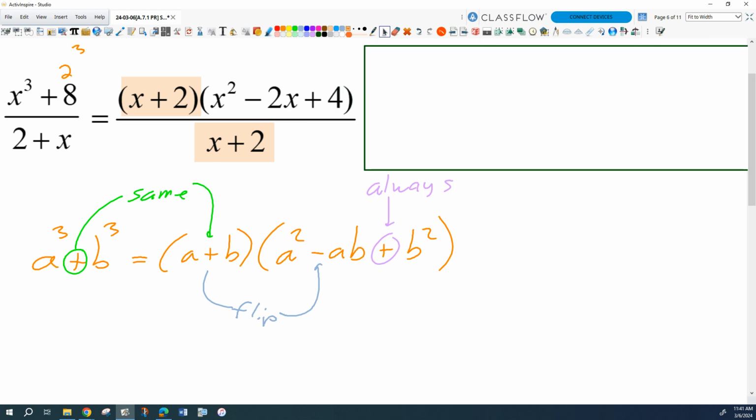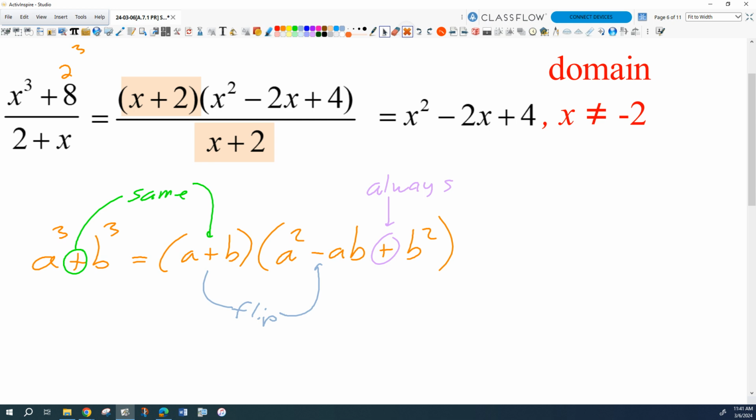And I can cancel the 2's. But before I cancel the 2's, I have to exclude that negative 2 from my domain, right? Because x equals negative 2 is the 0 of the one factor in the bottom, meaning that's the one value of x that makes it 0. Agreed? Okay.